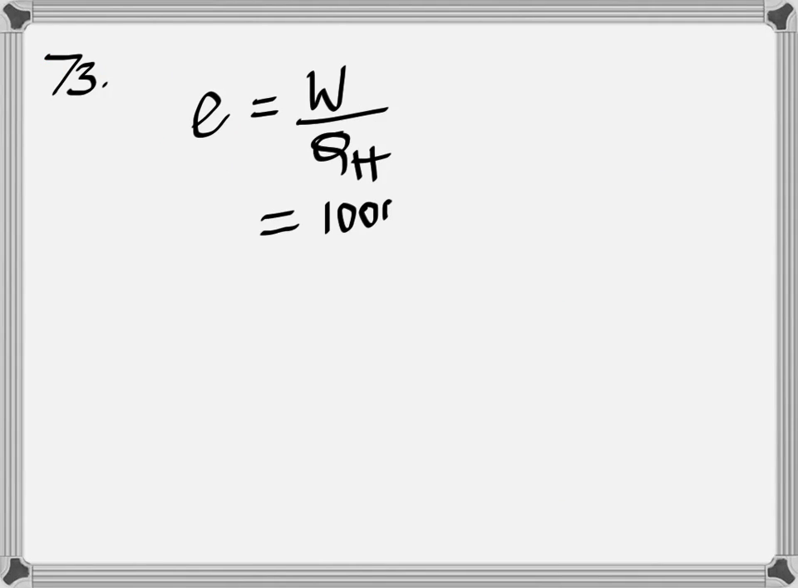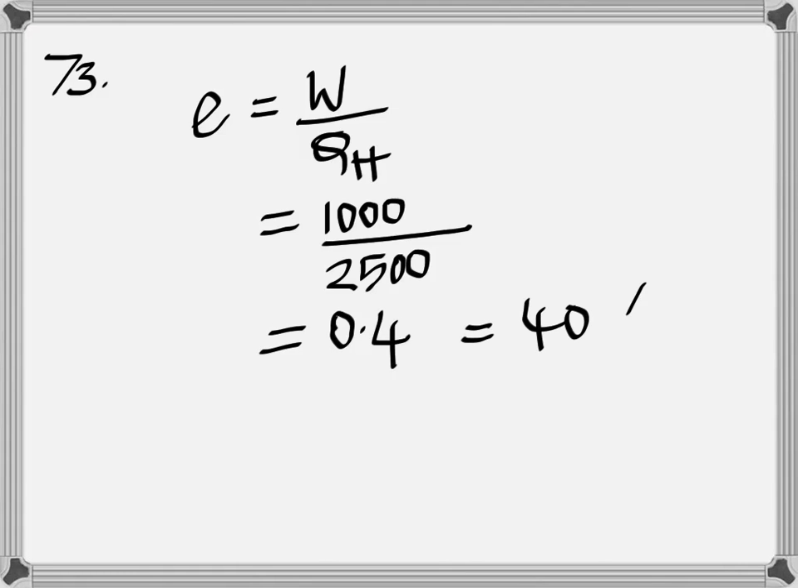Work over QH. Yes. 73. Efficiency is the ratio of work over QH. Work done. 40%. 74.